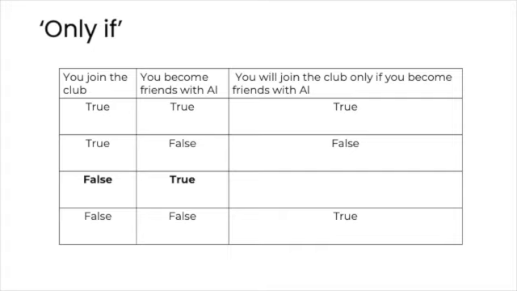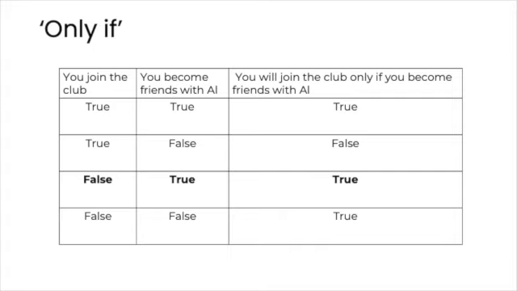Or perhaps becoming friends with Al is not the only condition. Perhaps you also have to become friends with Sally to become a member. So that if you fail to become friends with either Al or Sally, then there's no chance of you becoming a member of the club. So there's no reason to make it false. And in the absence of such reason, we'll make it true.